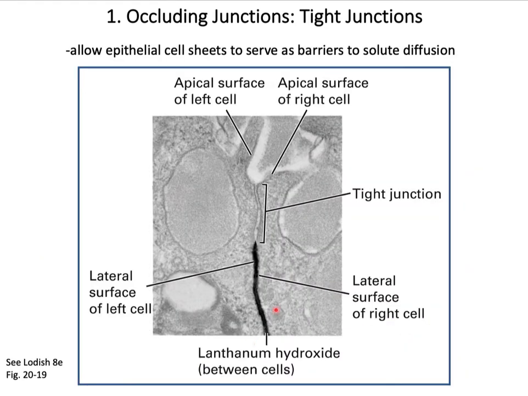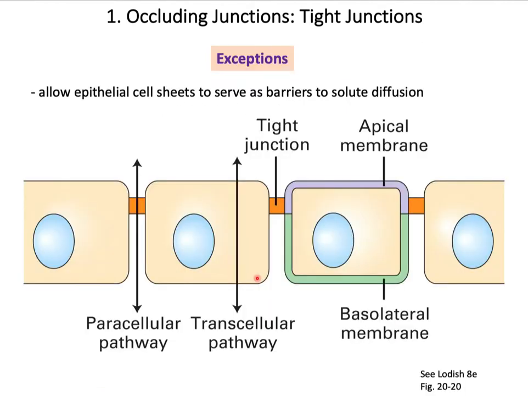And here is another example which shows the use of an electron-dense tracer known as lanthanum hydroxide. It was placed on the basolateral side of the epithelial sheet. And you can see that the tight junction prevents the flow of that solute past that sealed membrane onto the apical side. Now, of course, there are exceptions.